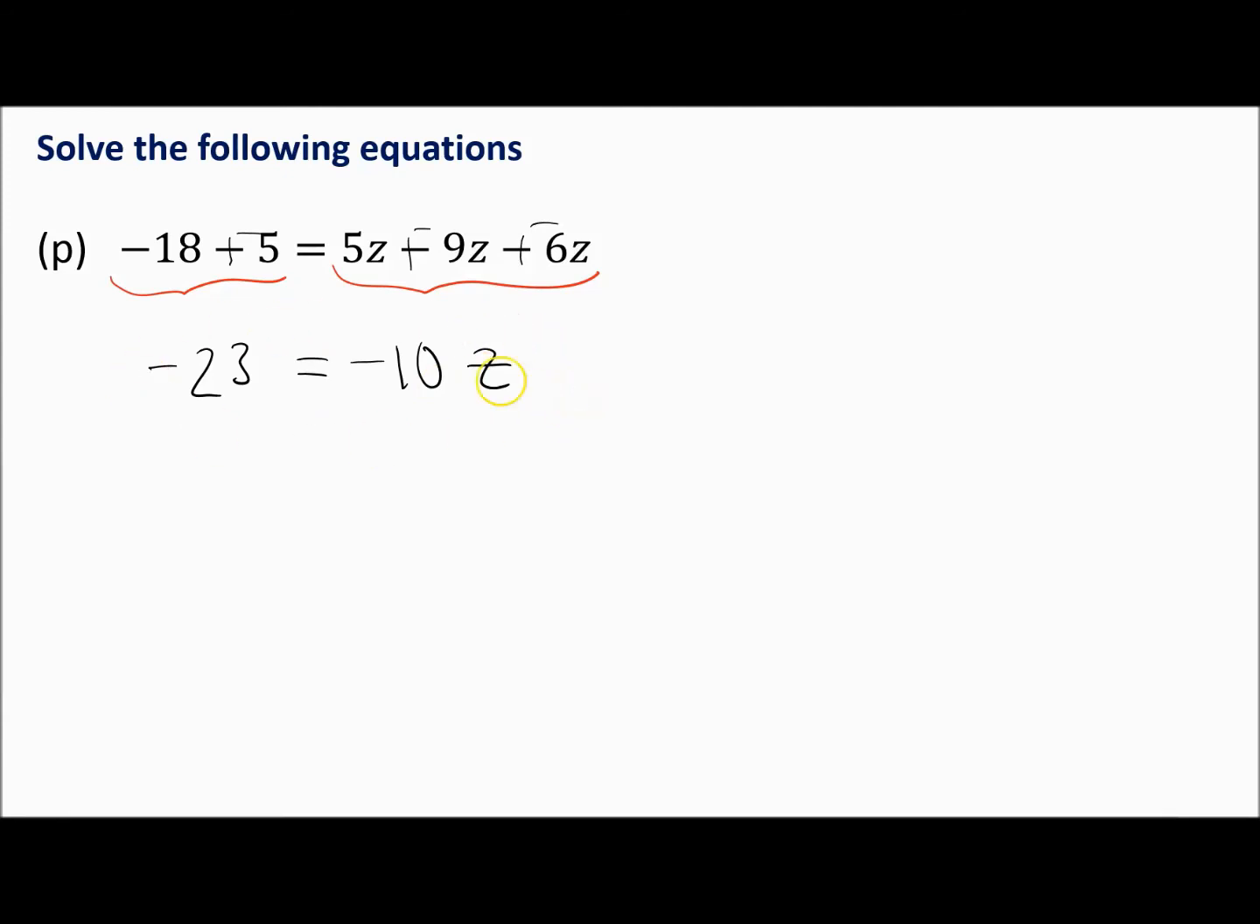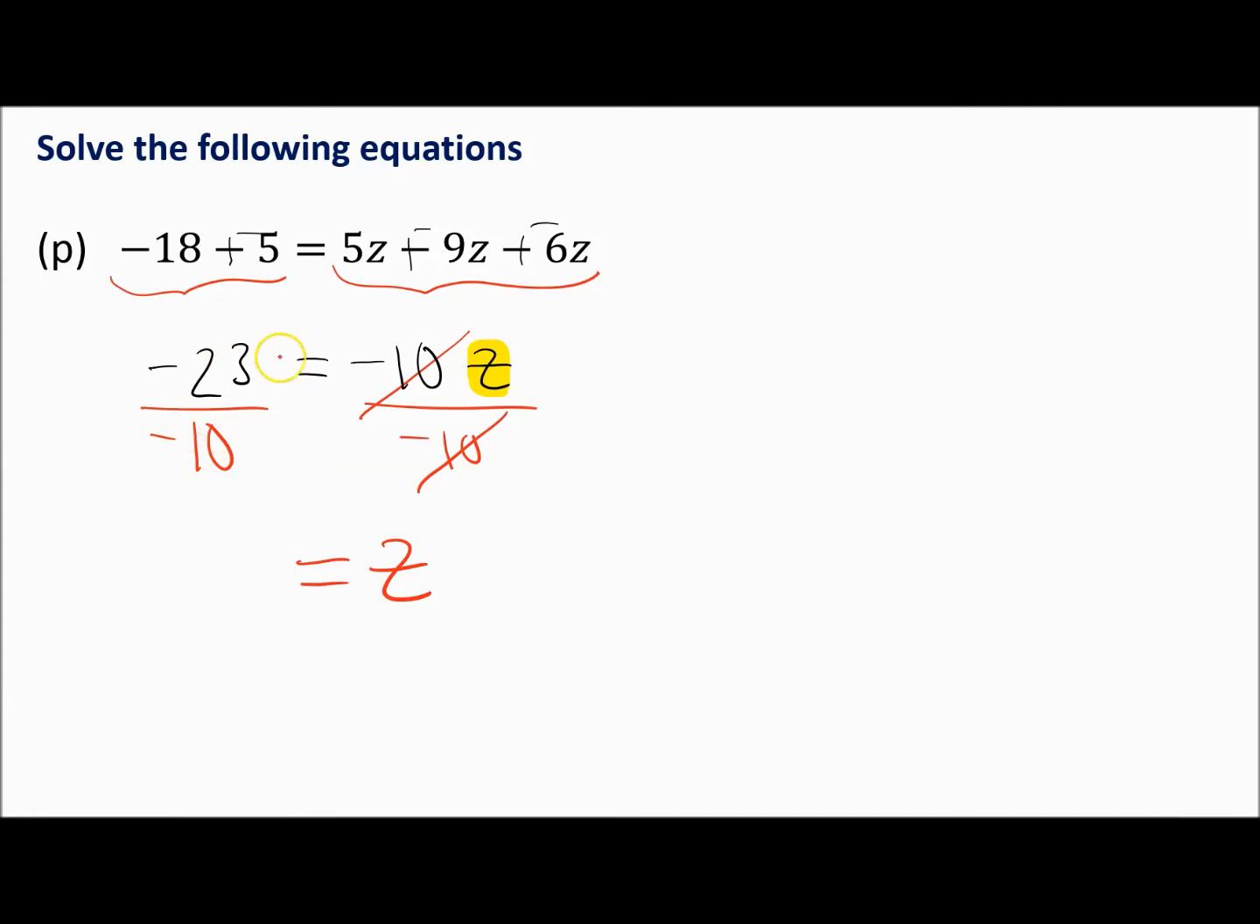Now remember, we're trying to get this z by itself. What's happening to that z right now? Well, it's being multiplied by negative 10. How do we get rid of multiplication? Well, we divide. So I divide the right by negative 10. I also divide the left by negative 10. Now, the negative 10s cancel. So I'm left with z on the right side.